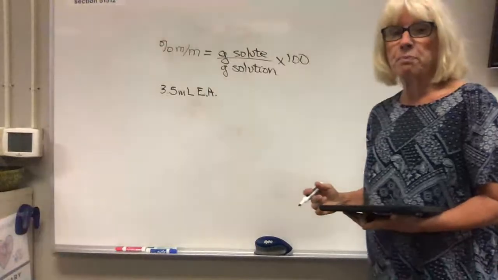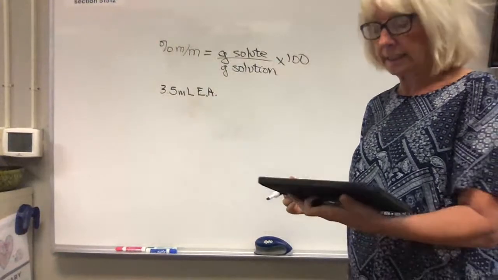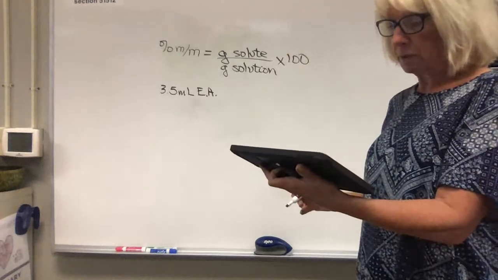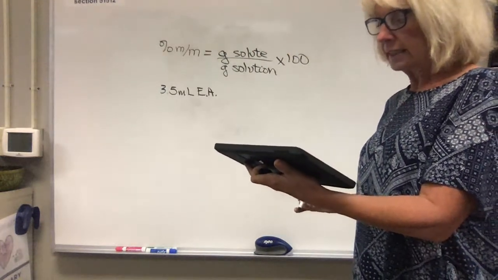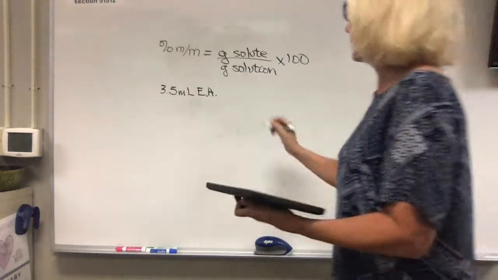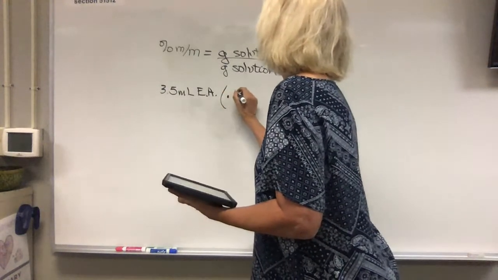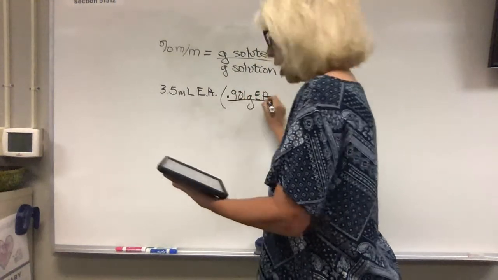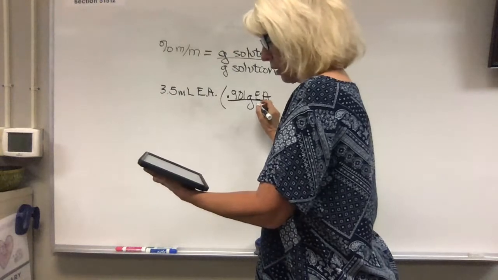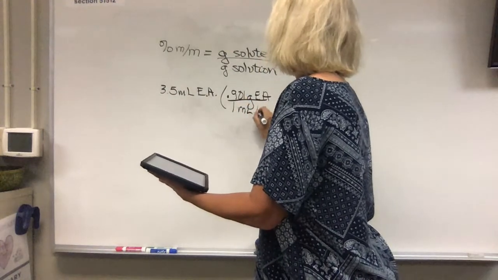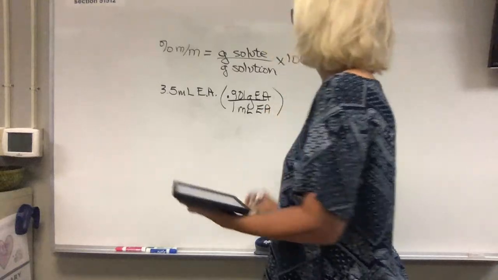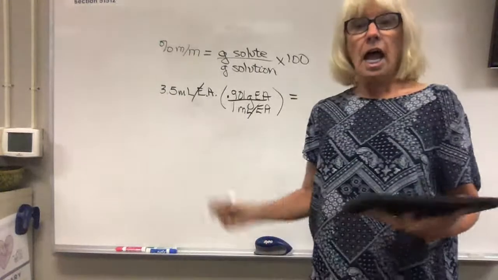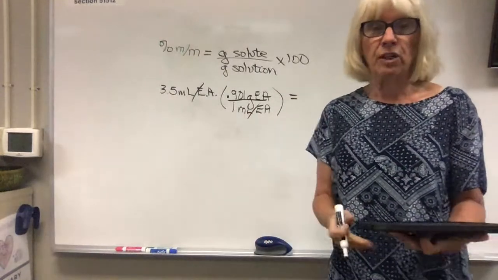So I have 3.5 milliliters of ethyl acetate, but we need grams. Notice I also give you the density. The density of ethyl acetate is 0.901 grams of ethyl acetate per 1 milliliter of ethyl acetate. Milliliters of ethyl acetate cancels out, and we now have grams of ethyl acetate.